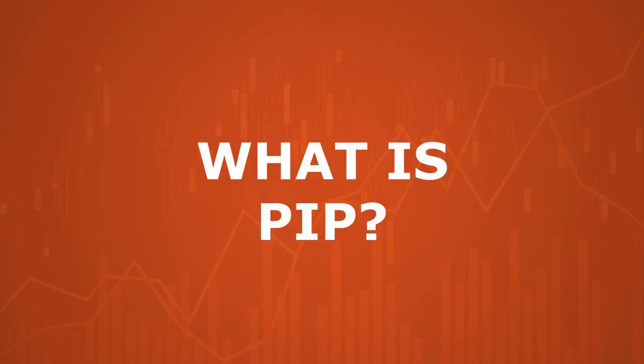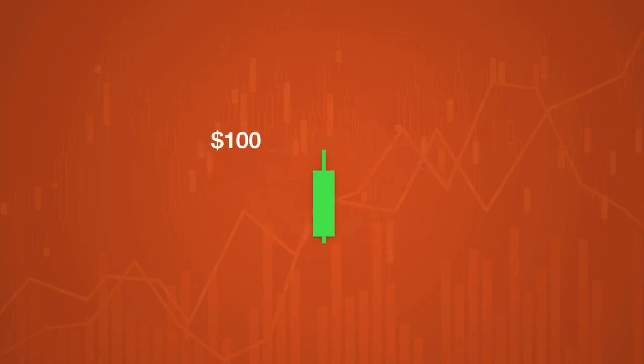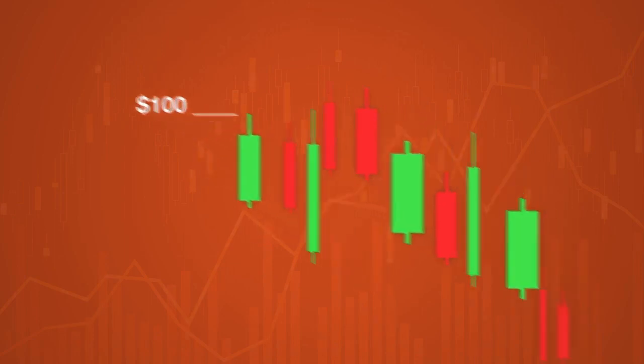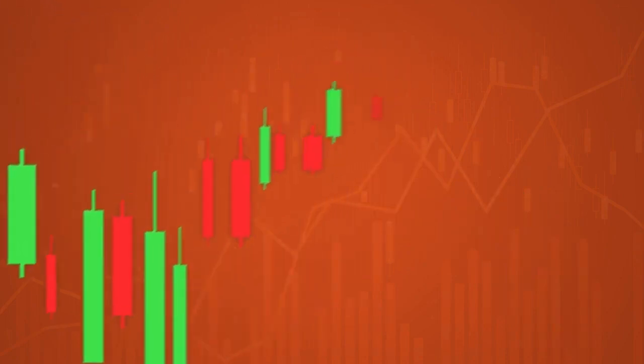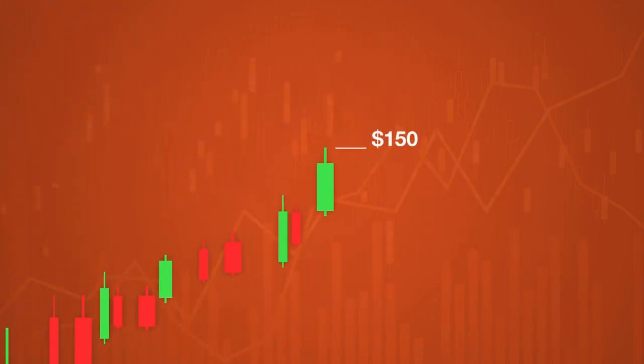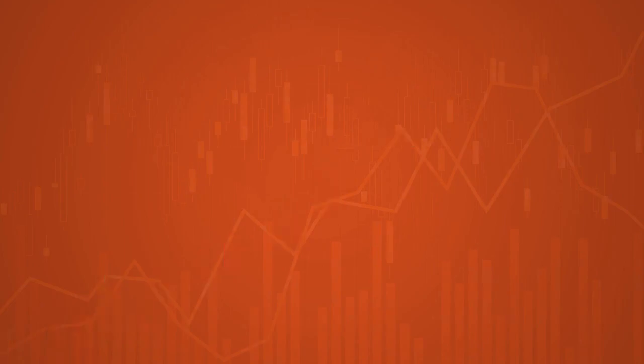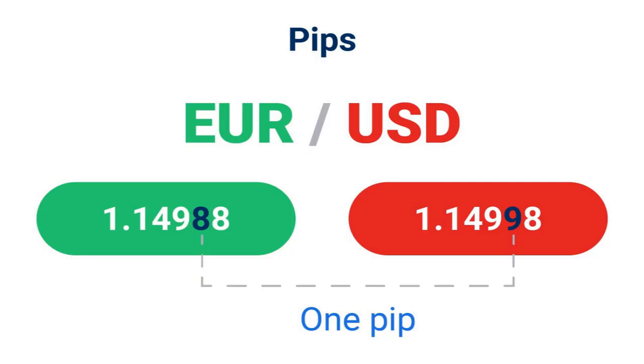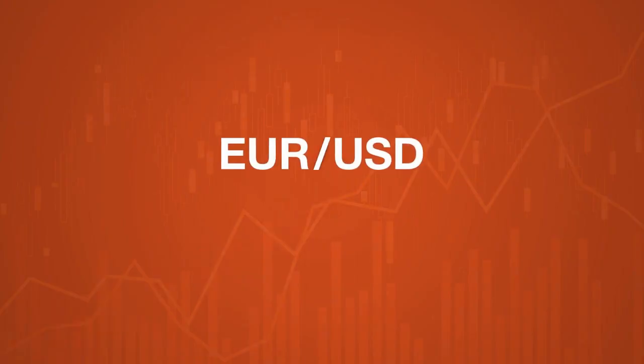What is a pip? Simply put, a pip is a change in the quote of a currency pair, which can affect the profit or loss from trading. To start successful trading, you need to understand how to calculate it. For most currency pairs, the price quote is indicated by the fifth decimal digit.